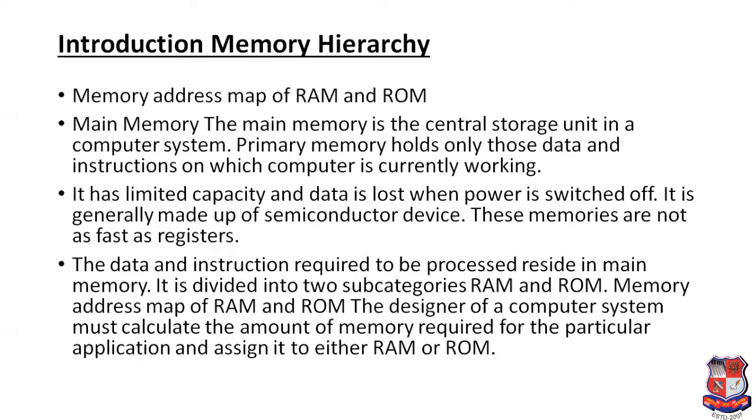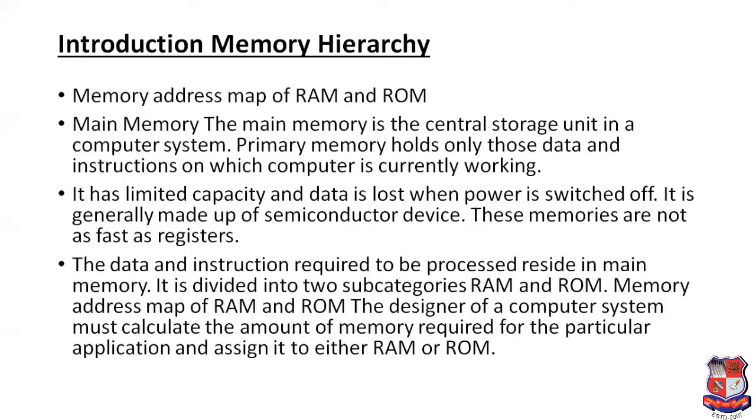What is memory hierarchy? Memory address map of RAM and ROM. RAM is random access memory and ROM is read-only memory. Main memory is the central storage unit in a computer system. Primary memory holds only those data and instructions on which the computer is currently working. It has limited capacity and data is lost when power is switched off. It is generally made up of semiconductor devices.